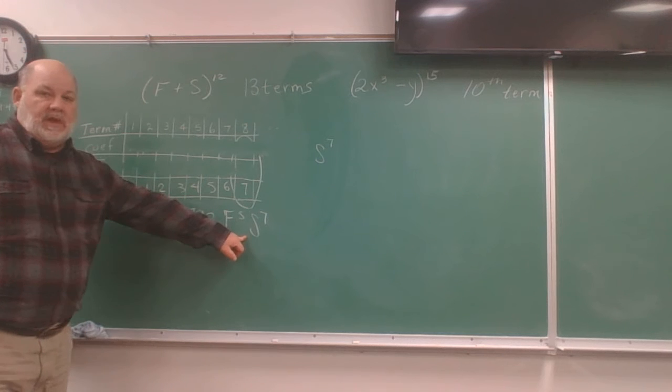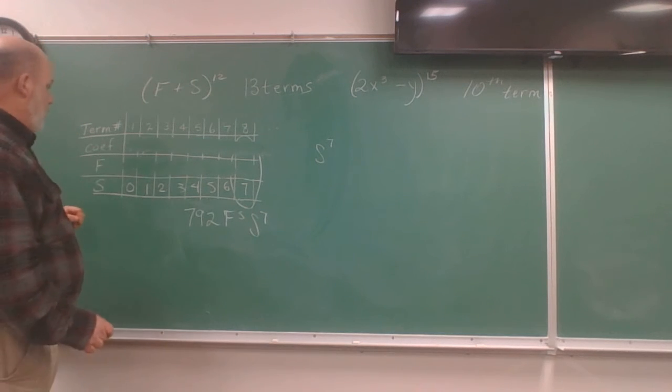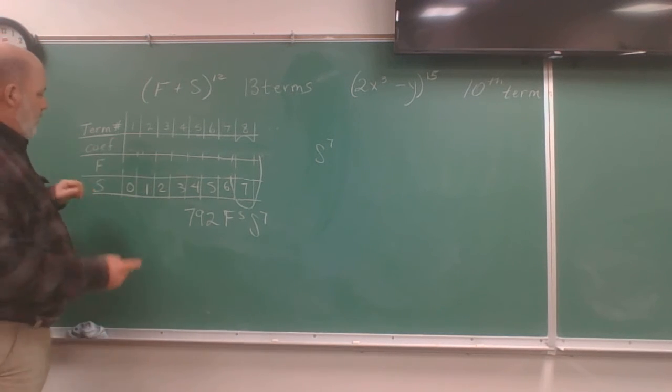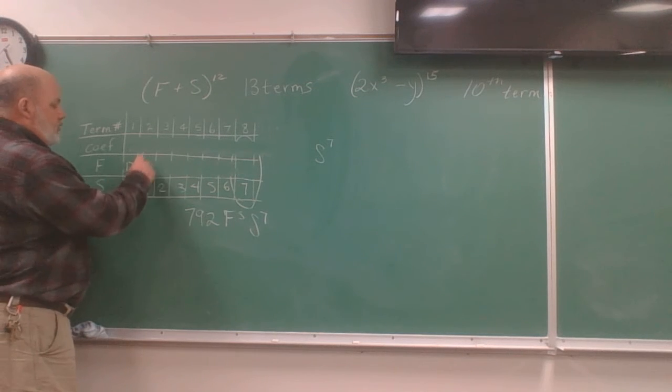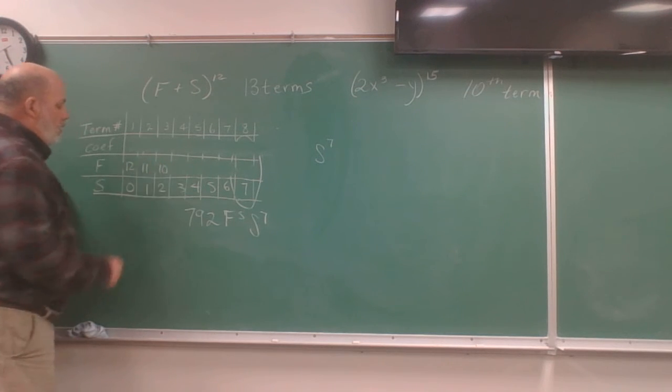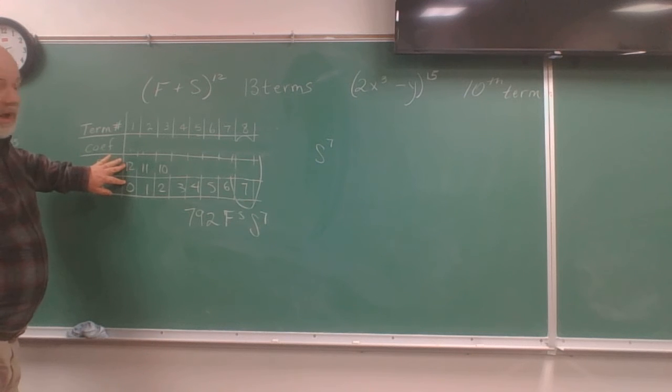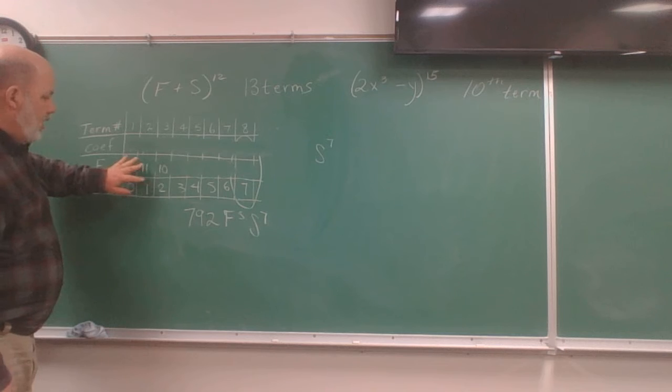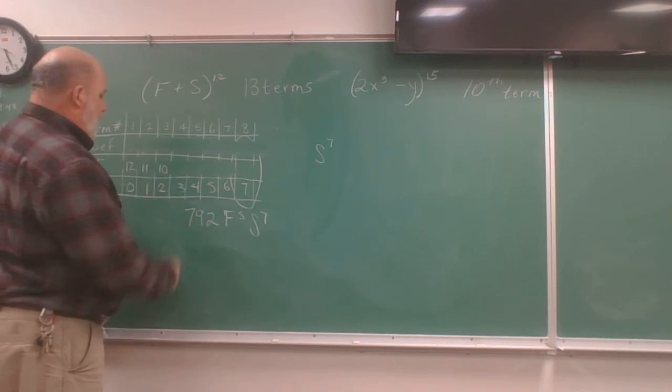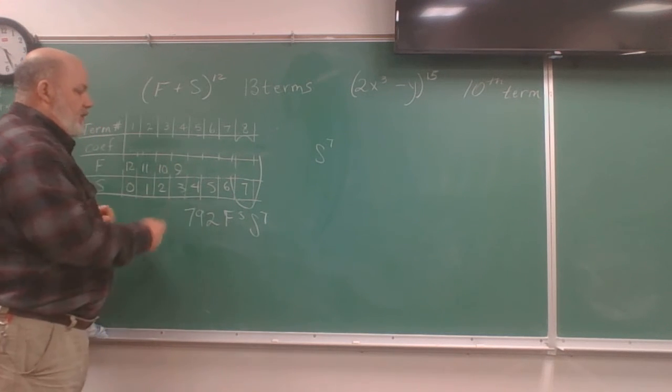Now we've already established that here, but I'm showing you how this works. I shouldn't have erased all that, but I also know that the powers here will always add up to 12. 12 plus 0 is 12. 11 plus 1 is 12. 10 plus 2 is 12. 9 plus 3, and on down the line.